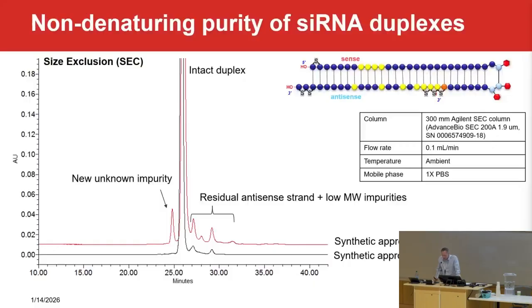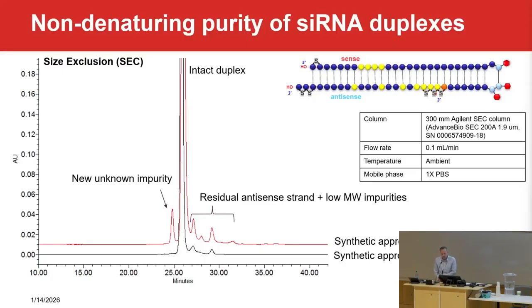So the first case study I want to talk about is when we were doing process development in our development labs, where we're trying to optimize our synthetic route. We have a number of different synthetic approaches that we use, and then on the analytical side we can guide the quality of those synthetic approaches. And so one assay for siRNA is that we do a non-denaturing duplex purity analysis.